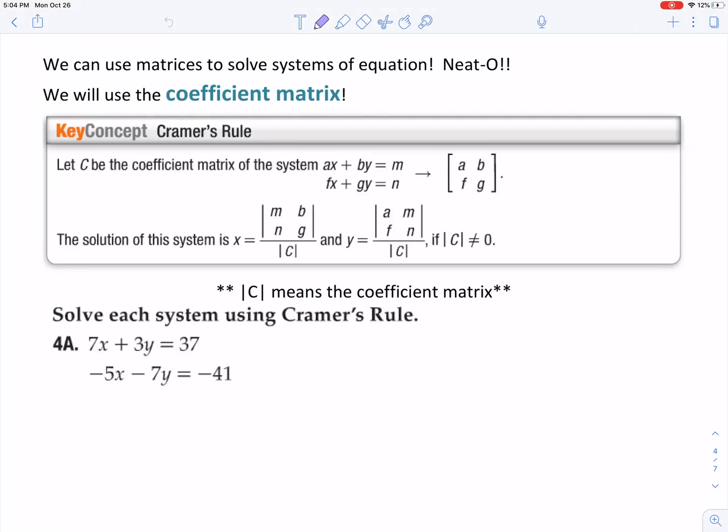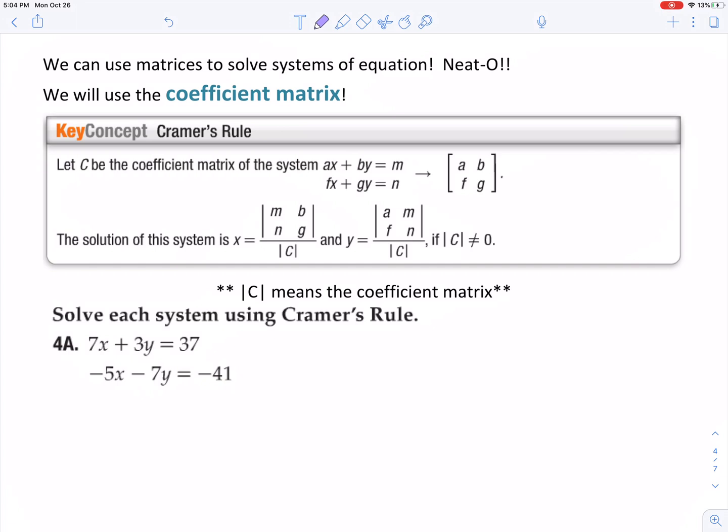Today we are going to finish 3-7. We will be using determinants to solve a system of equations. If you have a system of equations, I want you to make sure that it's written with x and y on one side and then it equals your variable on the other for both of them. And then you're going to make what we're going to call a coefficient matrix.